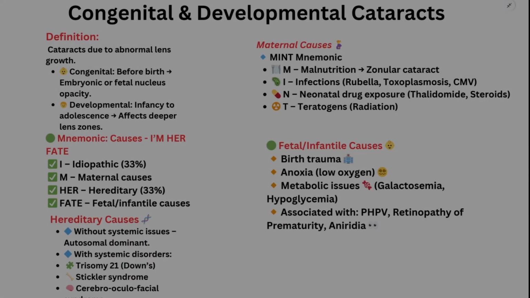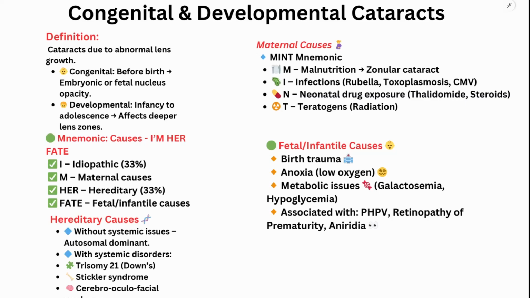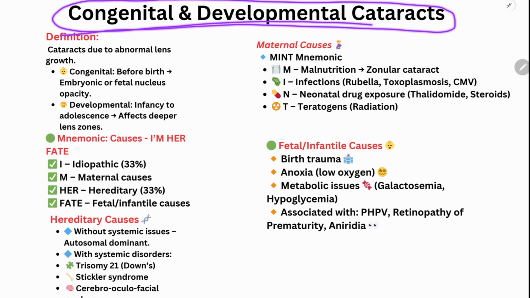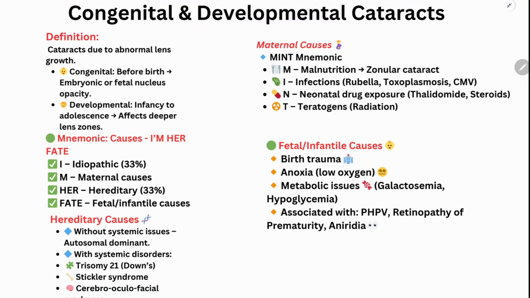Today in this video, we are going to discuss an important topic that is congenital and developmental cataracts. The name itself is saying congenital means before birth, the child is having cataract. Okay, so what is the proper definition here? The cataract due to abnormal lens growth. So it is congenital, like before birth, due to embryonic or fetal nucleus opacity.